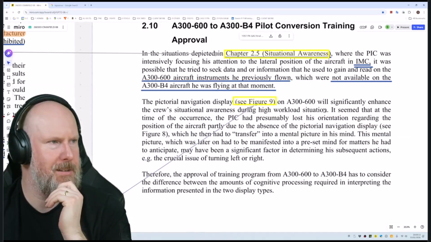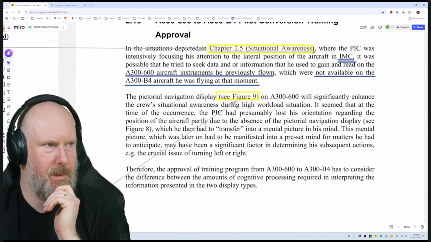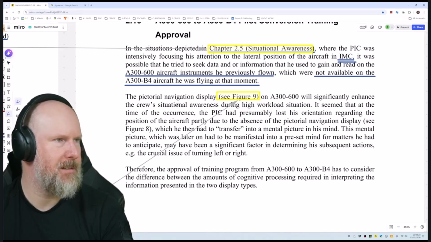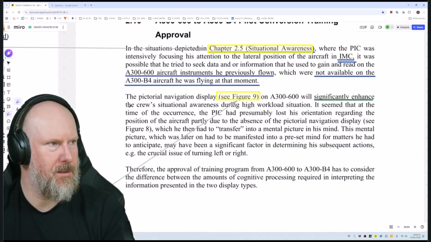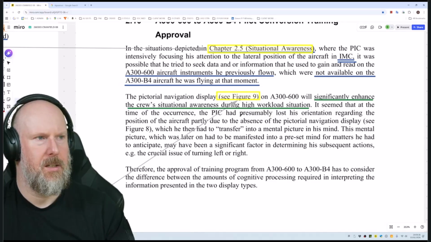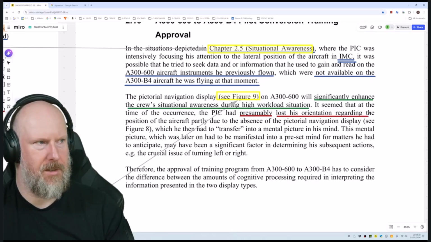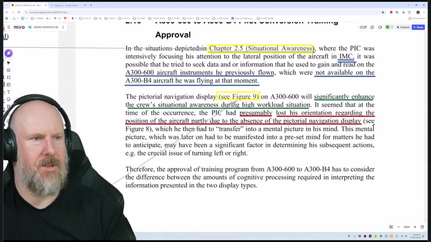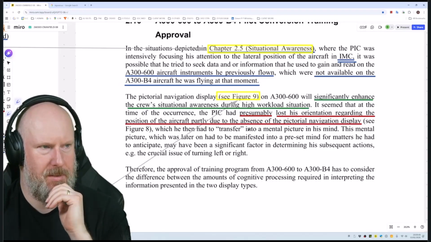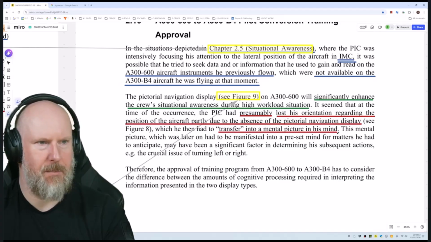It will significantly enhance the pictorial navigation display on the Dash 600, and significantly enhance the crew's situational awareness during high workload situations. It seemed at the time of the occurrence, the pilot in command had presumably lost his orientation regarding the position of the aircraft, partly due to the absence of a pictorial navigation display, figure 8, which he then had to transfer into his mental picture in his mind.